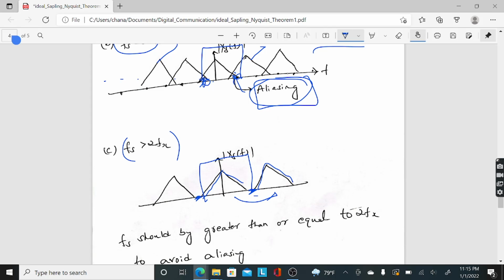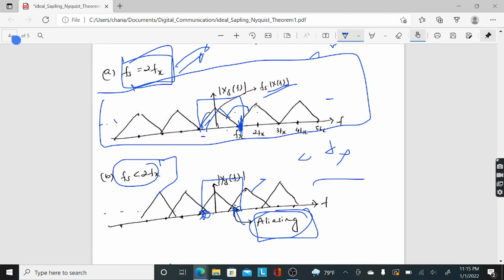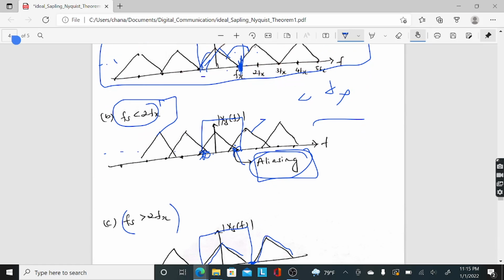recover the original signal. So I think we all can see that when my sampling frequency is greater than or equal to 2 times fx, which is 2 times the highest frequency component of the input signal, I can recover the original signal on the receiver side using a low pass filter. But when the sampling frequency is less than 2 times the highest frequency component of the input signal, I cannot recover it without any error. This property is called the Nyquist theorem.